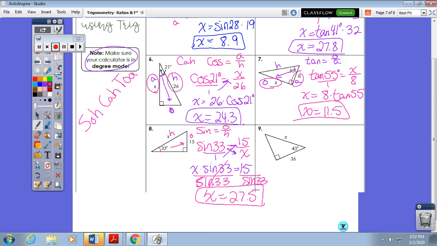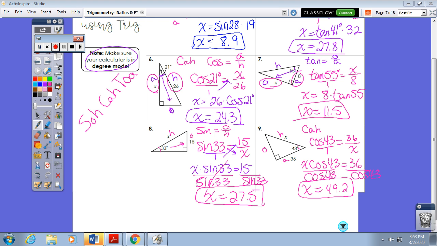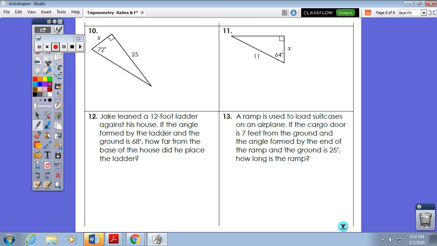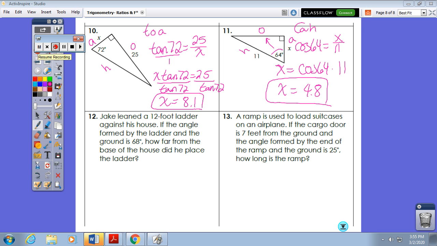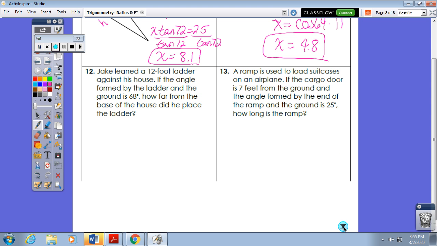Alright, go ahead and try 9, 10, and 11. Alright, there's number 9, 49.2. That was cosine. Okay, try 10 and 11. Alright, so number 10, x equals 8.1. Number 11, x equals 4.8. So now let's take a look at the next couple of problems here. So 12 and 13 are word problems, but they're not so wordy.